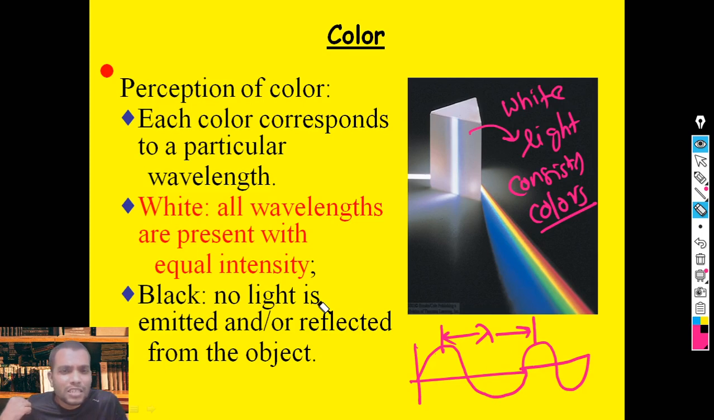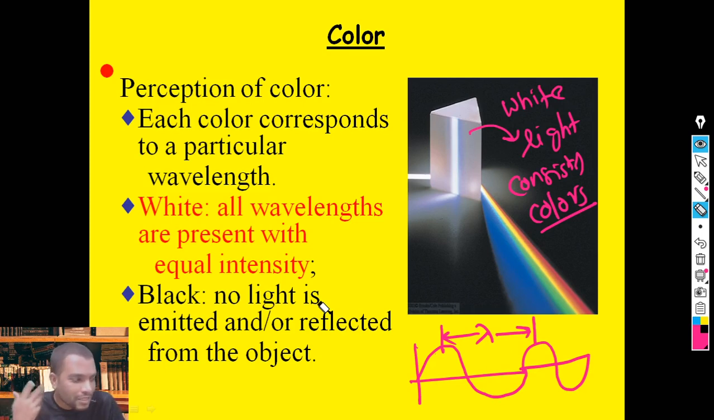Suppose this shirt appears black in color. Why does it appear black? There is no black shade in the white light. So it means that this shirt is absorbing all colors which are present in the white light. It is not reflecting any color, or we can say in another way, it is not reflecting any light. So that's why this object appears black in color.